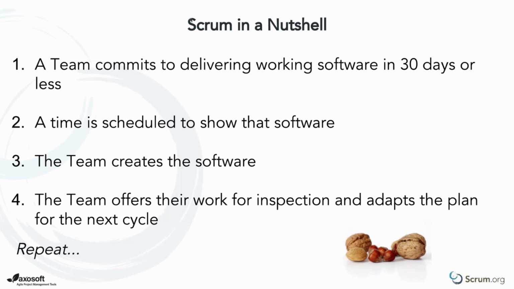Just in a nutshell, kind of summarizing what we just talked about, a team commits to delivering working software within 30 days or less. A time is scheduled to show that software, the sprint planning. I'm sorry, the sprint review. The team creates the software. Right? This is a team effort. It's a team approach. And the team offers their work up for inspection and adoption during that planning as well. And then you constantly do that. This is a constant, right? We rinse and repeat, and we rinse and repeat.